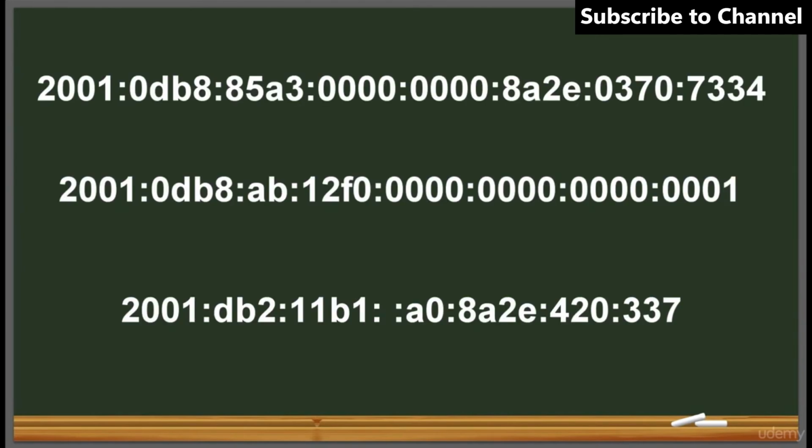Surely, with so many addresses, we need a different way to represent them. Here are a few examples of IPv6 addresses. We can see that they consist of 8 groups and each group has 4 hexadecimal digits.